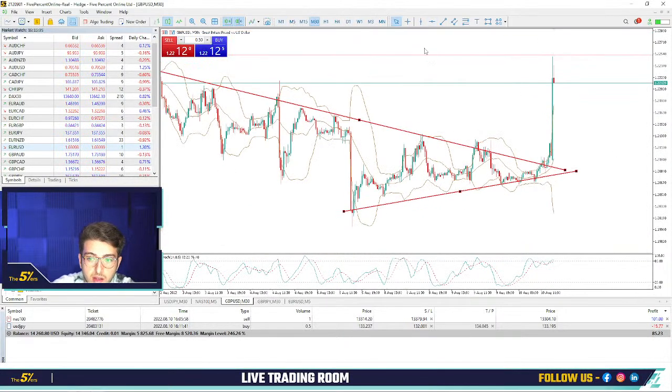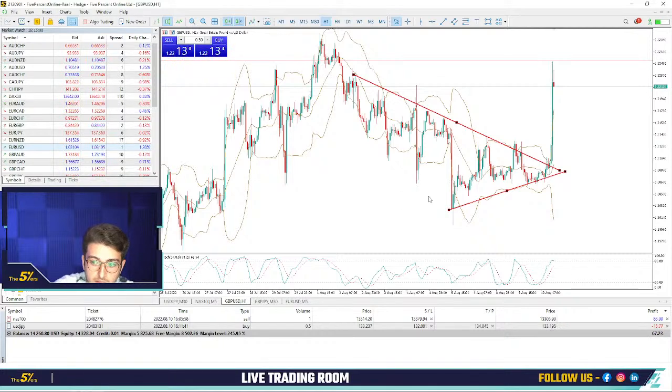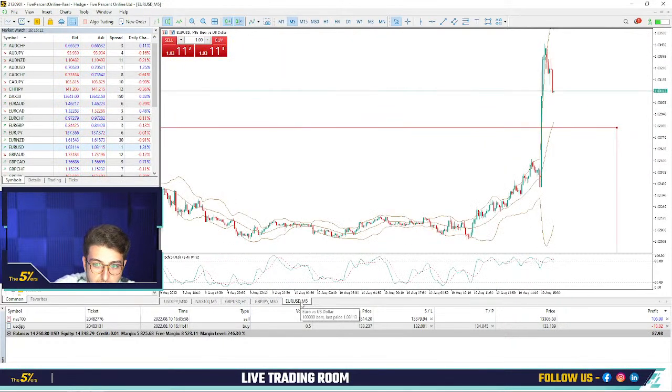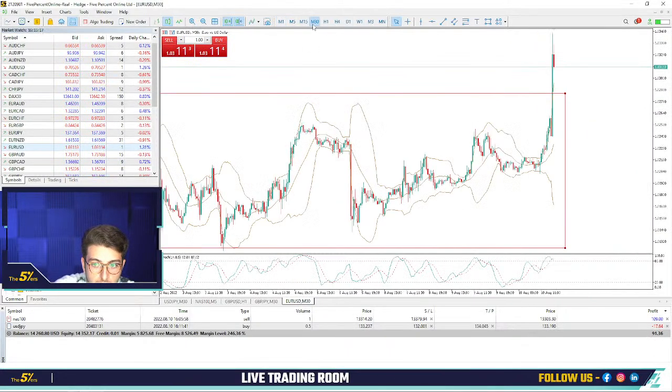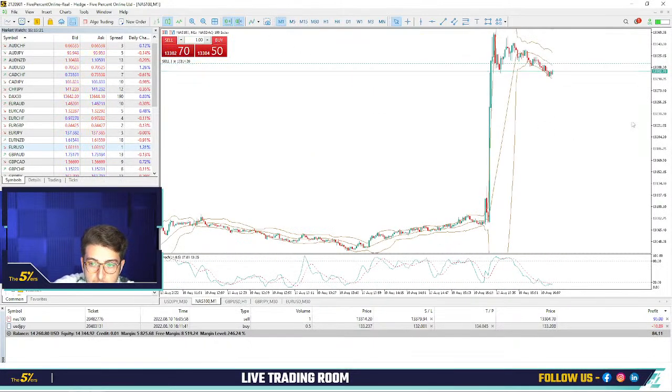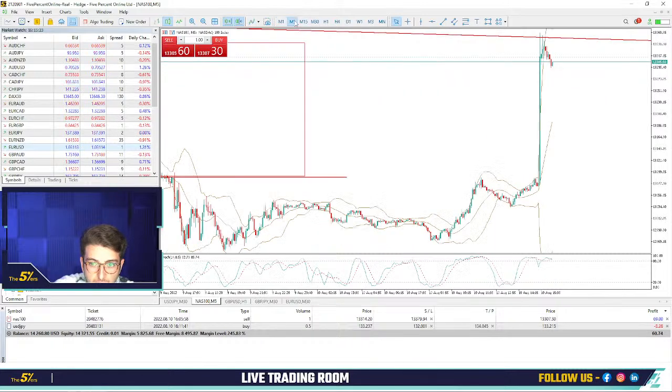Yeah, the pound is starting to get down a bit. The euro dollar as well went down. And on the Nasdaq, this is not enough if I want to take some profit.